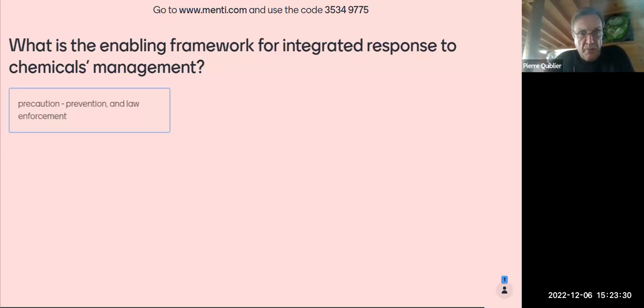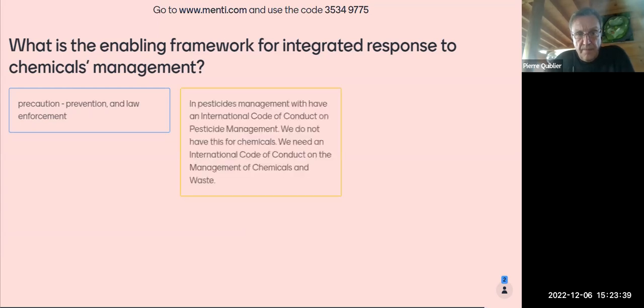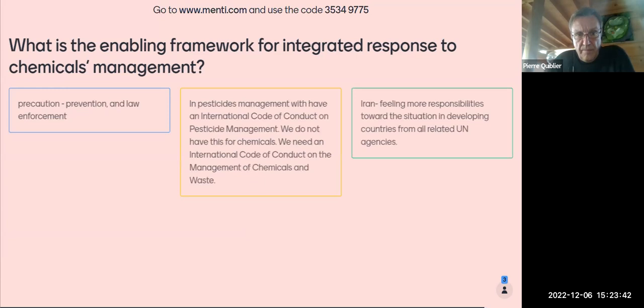Very good. We see here precaution, prevention, and law enforcement. Definitely. This international code of conduct is actively promoted within the discussion now within SciChem as a new instrument. And I think Andrea is an active actor in promoting this international code of conduct. And that could be an enabling framework indeed, if it is developed in cooperation with the various agencies.